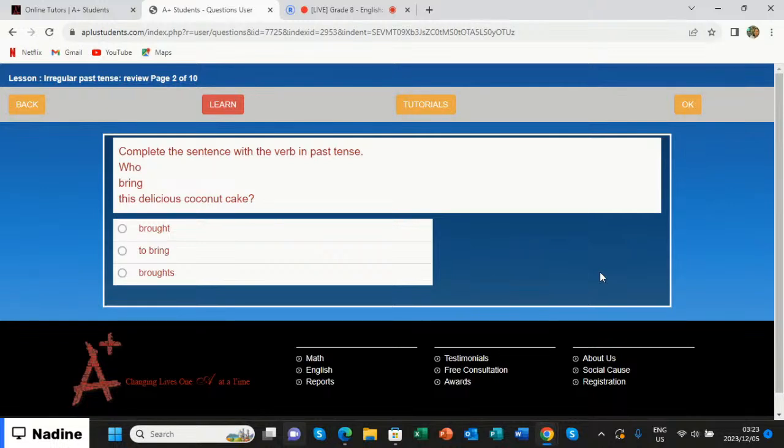Who bring this delicious coconut cake? Is it who brought, who to bring, or who brought this delicious coconut cake? So brought, to bring, or brought this delicious coconut cake.